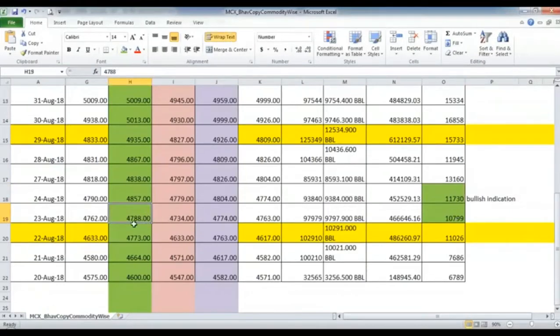Okay, so the high was 4788. Say the high was 4788. Okay, and on this particular day, the close is 4804. So it is a lot higher than this, correct?